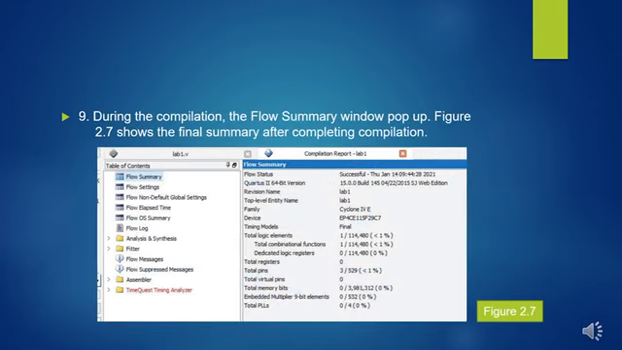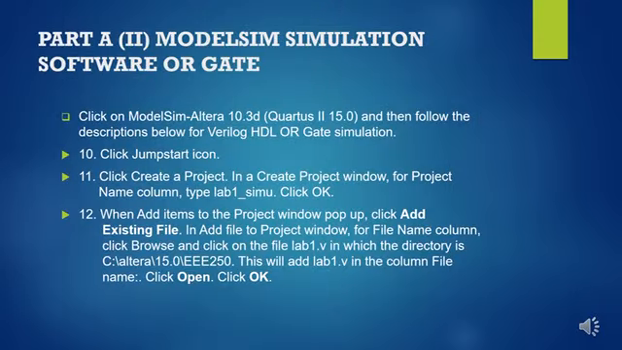For the final step of the first part in Part A procedure, the flow summary window will pop up during the compilation. As we can see here, Figure 2.7 shows the final summary after completing the compilation. Now, we move to the second part for Part A procedure, which is ModelSim Simulation Software or GATE. Click ModelSim Altera 10.3D, Quartus II 15.0, and follow all the descriptions and steps as written in this slide.